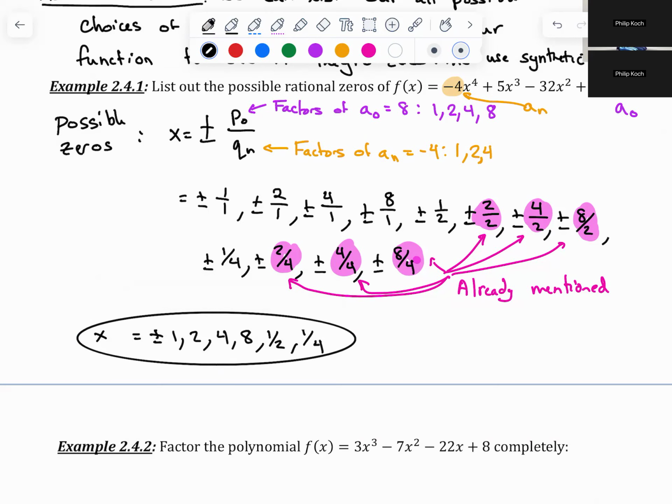Go ahead, and if you've already listed it, just don't write it. So when I'm doing this, we'll see this in the next one. Okay, we'll do it there.